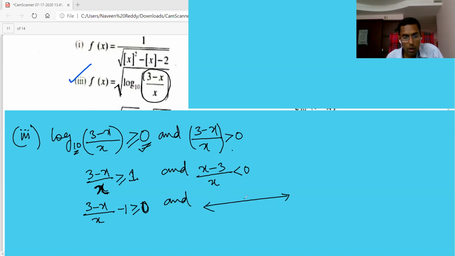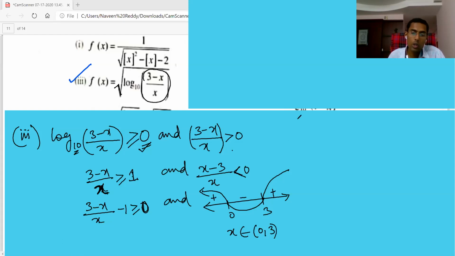I already told you, draw the number line. What are the roots here? 0 and 3. More than 3 it is positive, and then this is negative, and this is positive, like this. Already we discussed this one. So less than means negative. Where is it negative? From 0 to 3 it is negative. So x belongs to, in this case, 0 to 3, including 3. Sorry, 3 is not included.